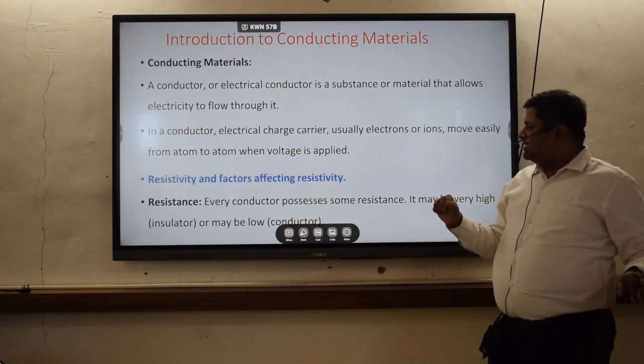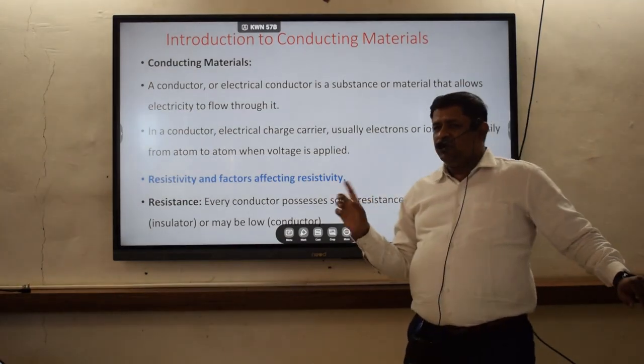Now the resistivity and the factors affecting that resistivity. Now what is resistance?